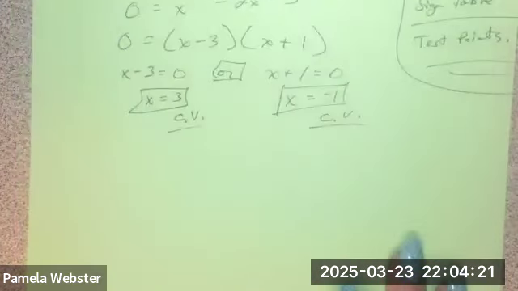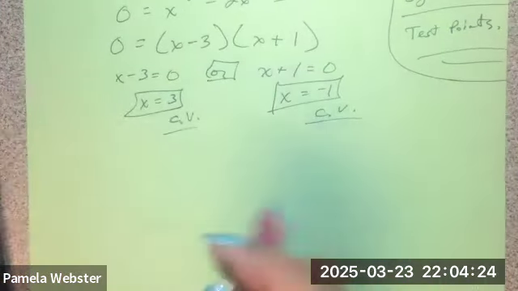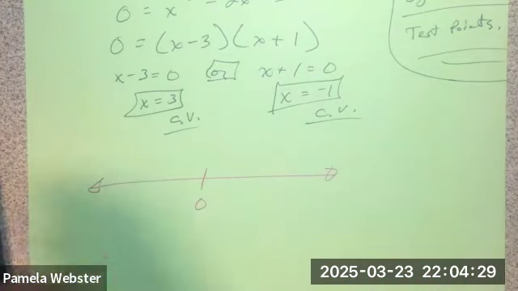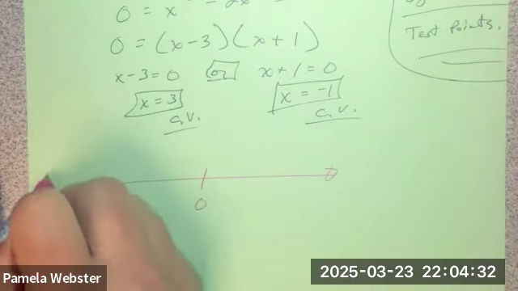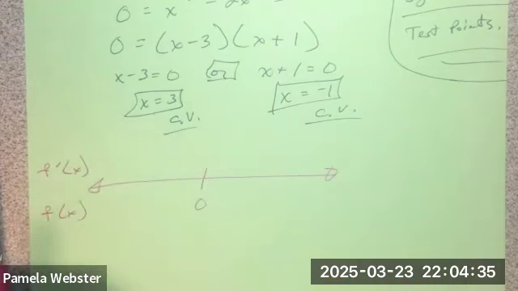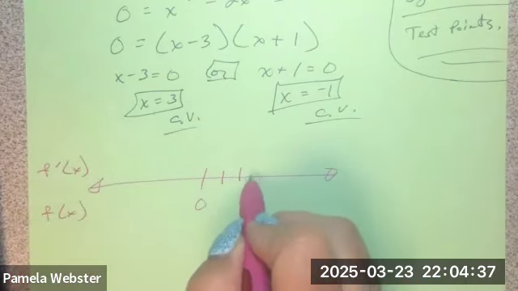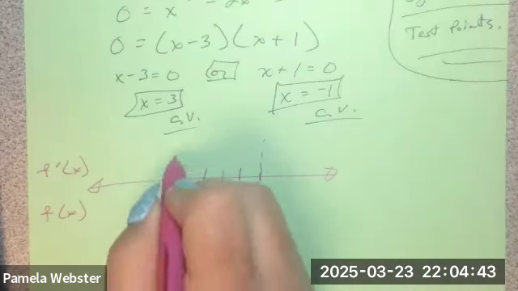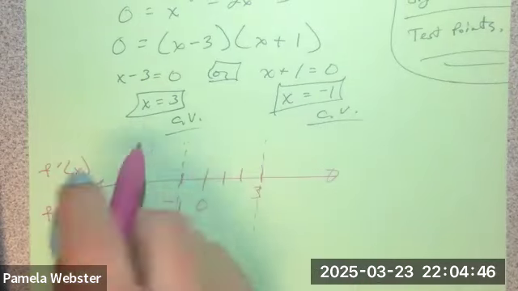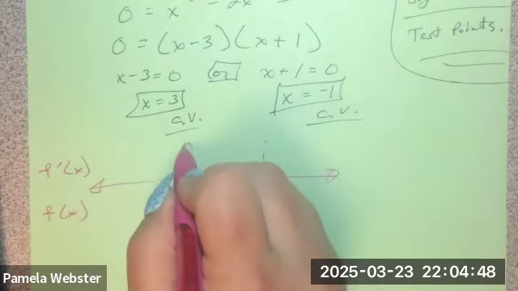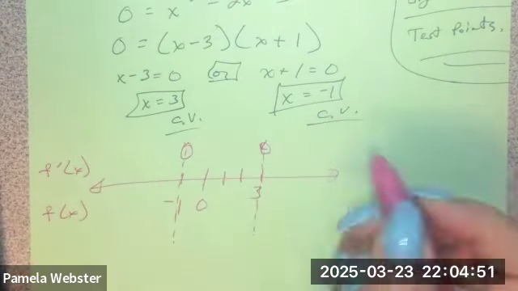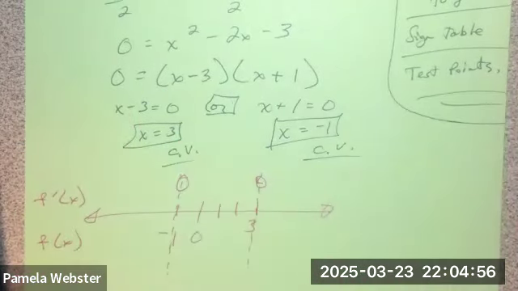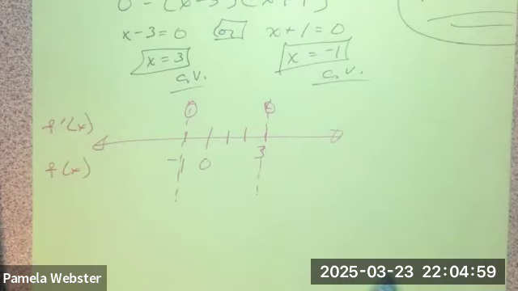Sign table and test points. Here we go. Sign table, remember, that is just a number line. I've got my f of x on the bottom and my f prime of x on the top. I've got x equals 3 as a critical value, and x equals negative 1 as a critical value. What was the derivative at both of those spots? It was 0, because that was what I forced it to be. I set it equal to 0 and then I solved, so it has to be finding me the zeros.